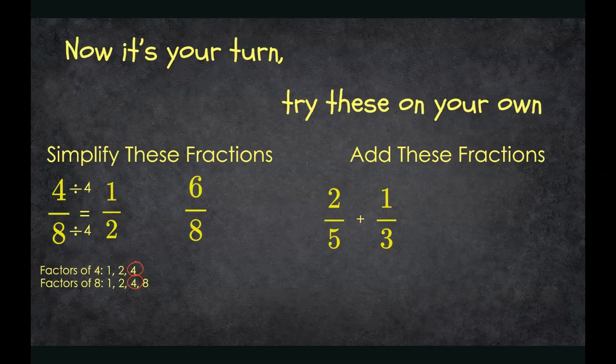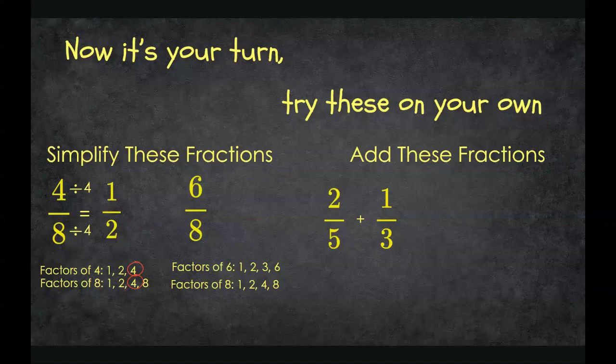All right, 6/8. Let's do the same thing. Here are the factors of 6, 1, 2, 3, 6. And here are the factors of 8, 1, 2, 4, 8. I'm going to look for which number they have in common. If they have more than one number in common, then I'm going to pick the greatest factor that they have in common. In this one, I only see one number that they have in common, and it's going to be the number 2.